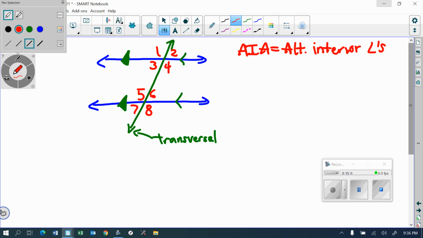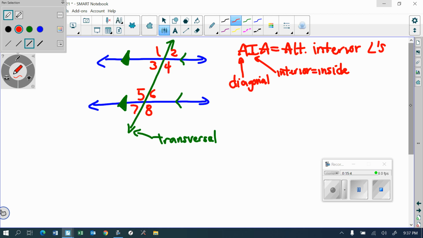Okay, now alternate. When I think alternate, just think diagonal, across from one another, diagonal across. Interior means inside. So you think inside what? Inside the parallel lines. So those four angles that are inside the parallel lines are 3, 4, 5, and 6. So that means those are the only four you can choose from whenever you have the word interior. And obviously the last A is angles.